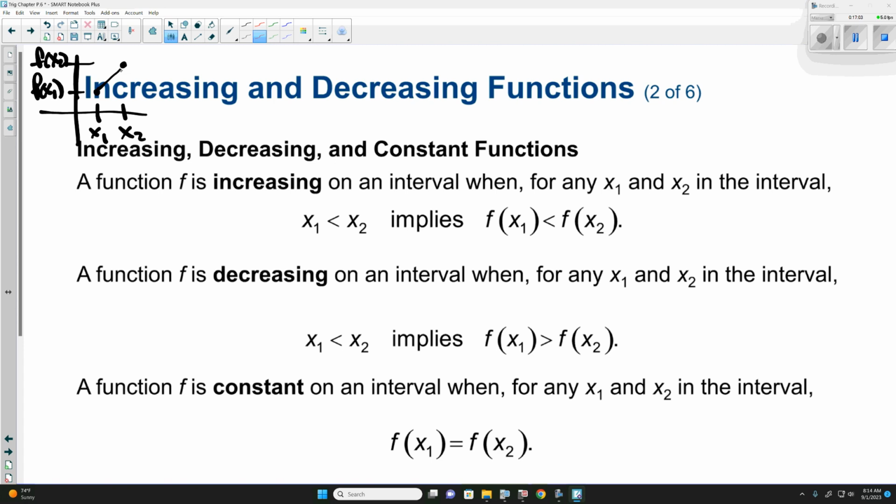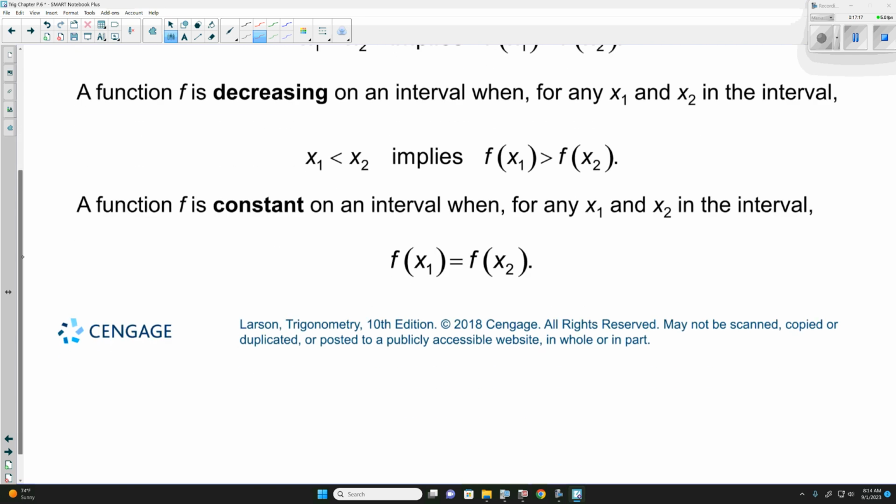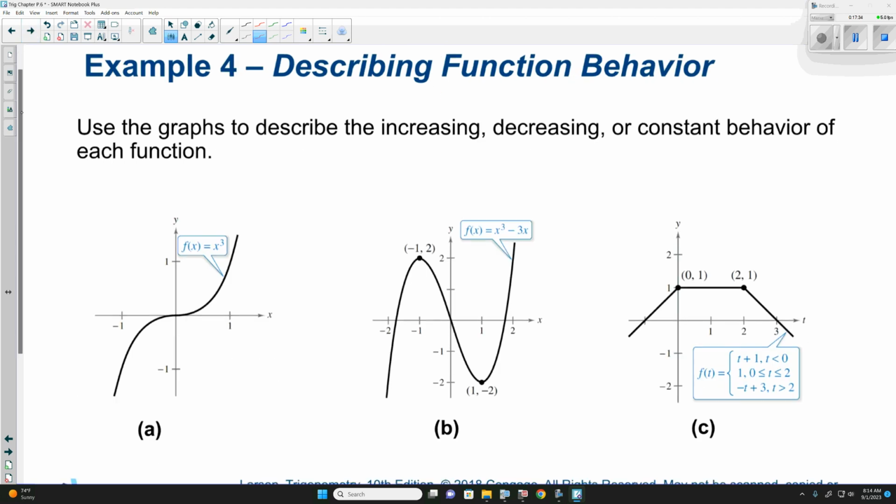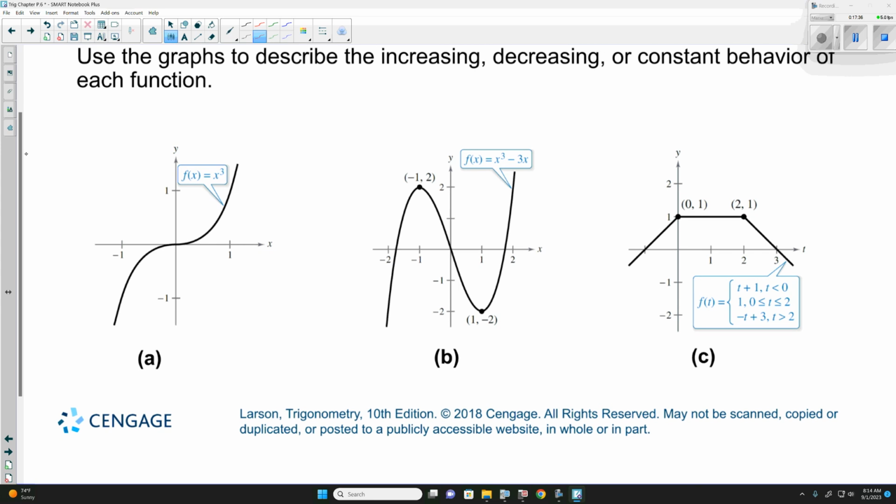That's all that says. Decreasing on an interval: x1 is less than x2, same setup, implies that f of x1, the y value, is bigger than the other one. It's going down. And the last one, constant on an interval. The y values are the same. It's not going up, it's not going down. Over this interval, it's decreasing. Over this interval, it's constant. Over this interval, it is increasing. Make sense?